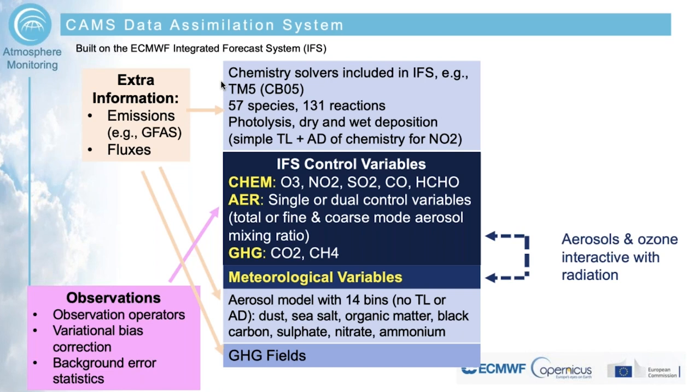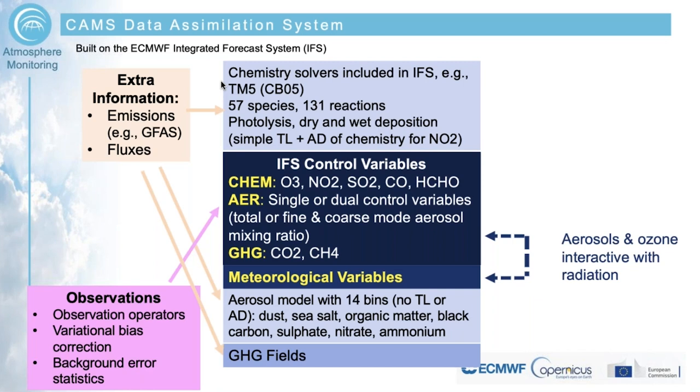And then in terms of the outputs, our aerosols and ozone are interactive with irradiation. This means this is the atmospheric radiation, and so this is basically the transmission of light from the sun down through the atmosphere to the surface, and then the outward emission of thermal radiation. And the aerosols and gases in the atmosphere interact with this radiation and can affect then the weather forecast through changes in surface temperatures and the winds.